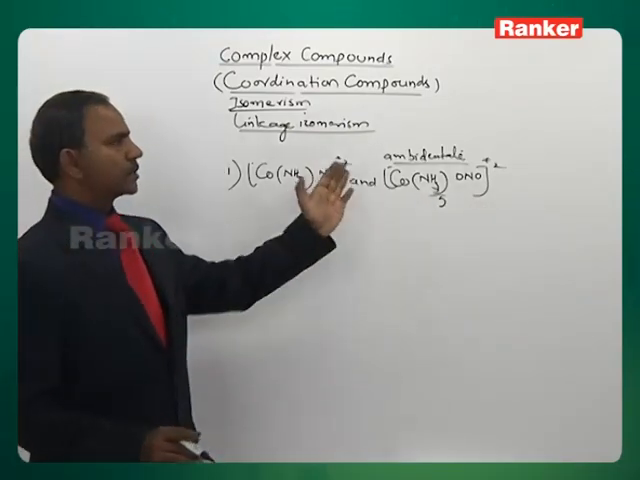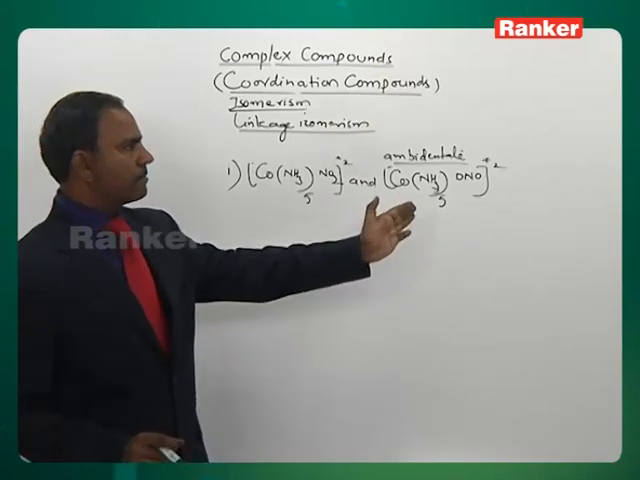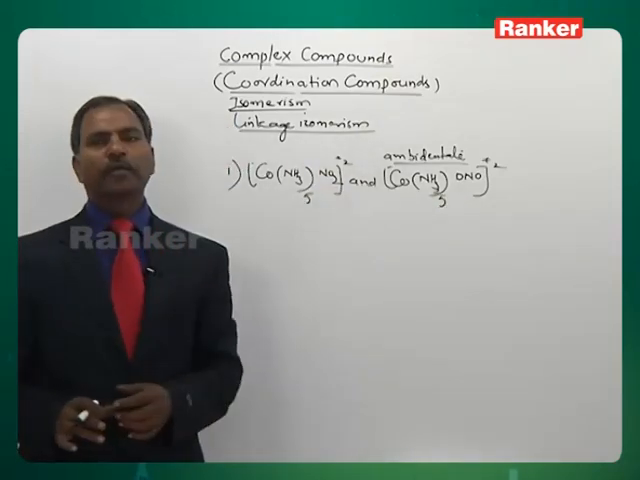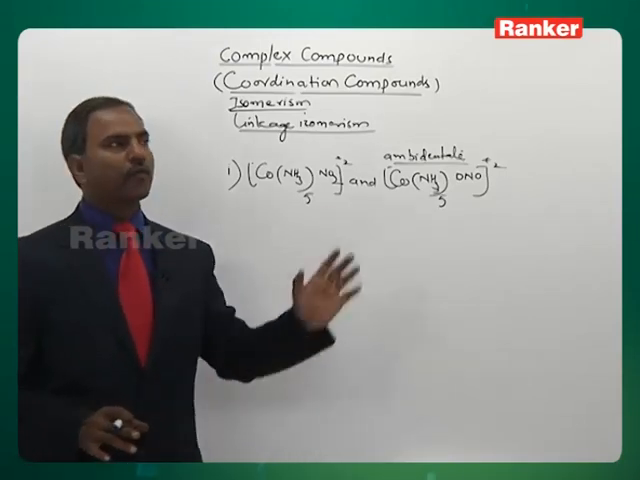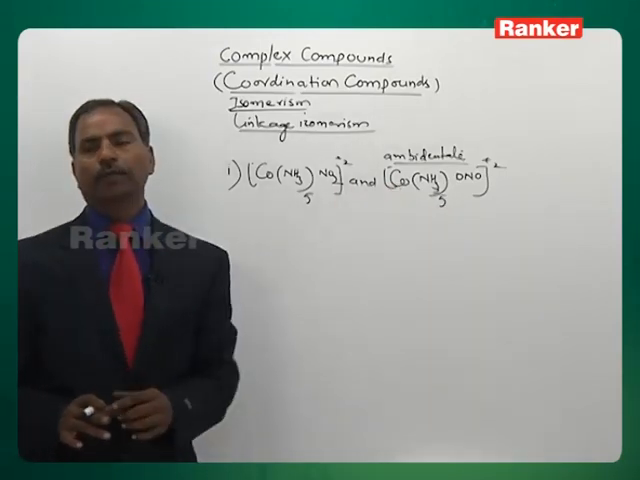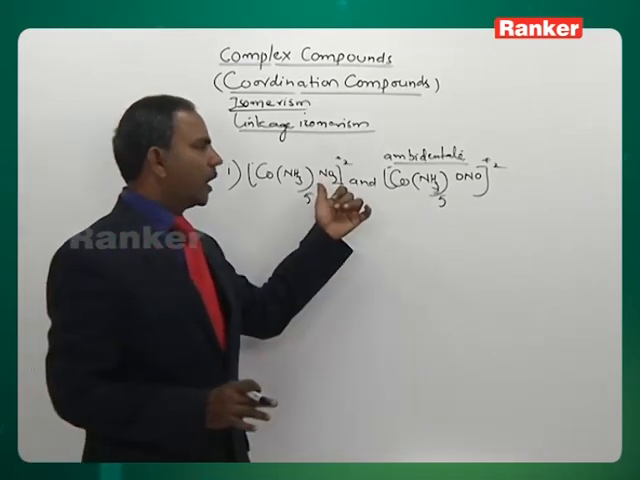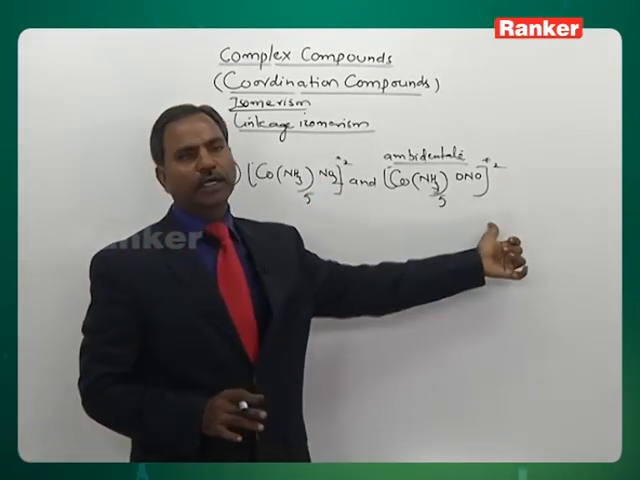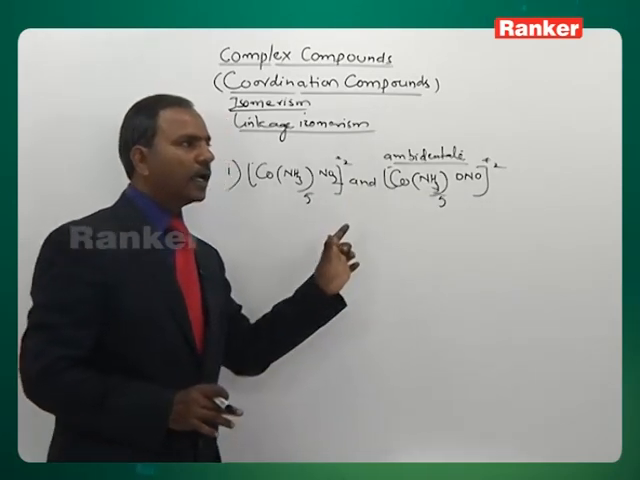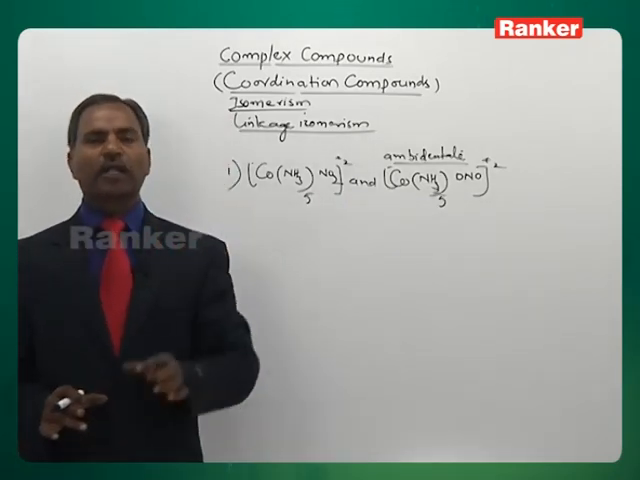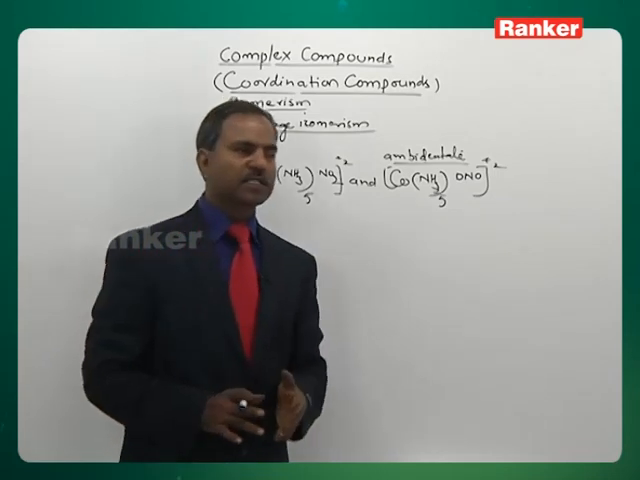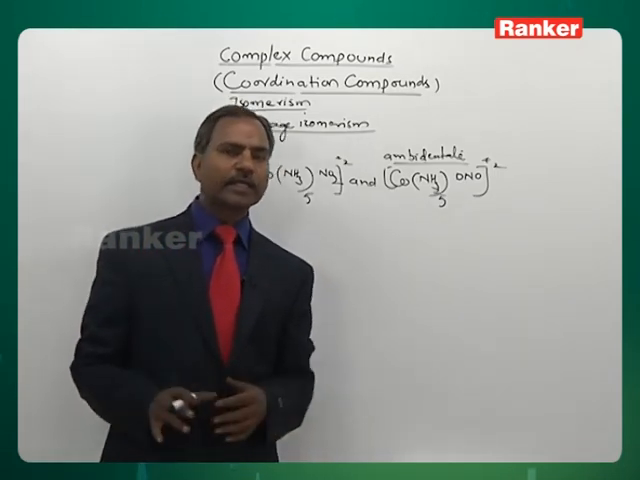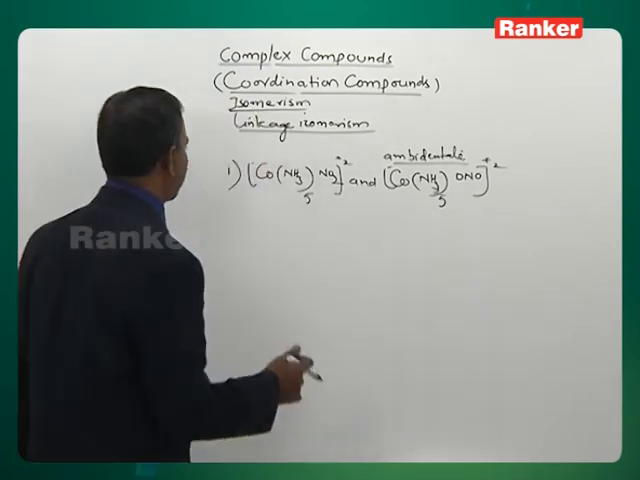This ligand is the same, but the linkage is different here. This particular one is nitro, the other one is nitrito. The formula is NO2 in both, but here cobalt is linked to the nitrogen atom, and here cobalt is linked to the oxygen atom. So the ligand which involves two different donor atoms and forms the complexes, such complexes are known as linkage isomers, the phenomenon of linkage isomerism.